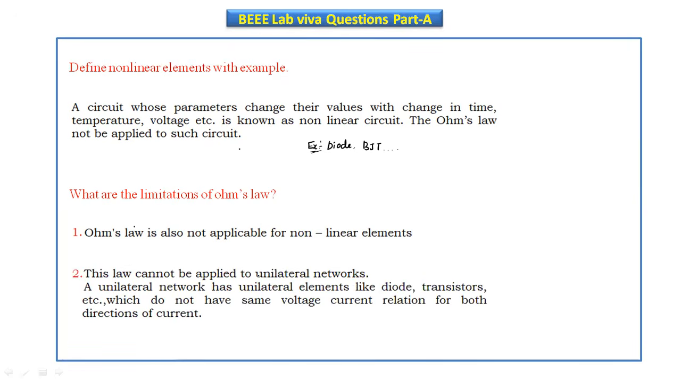This law cannot be applied to unilateral elements. We will discuss what is unilateral and bilateral, but it is not applicable for a unilateral network. A unilateral network has unilateral elements like diodes and transistors, etc., which do not have the same voltage or current relation for both directions of current. Diodes and transistors are examples of unilateral elements. So for unilateral elements, Ohm's law is not applicable. That's why these are the limitations of Ohm's law: we cannot apply it to unilateral elements and non-linear elements.